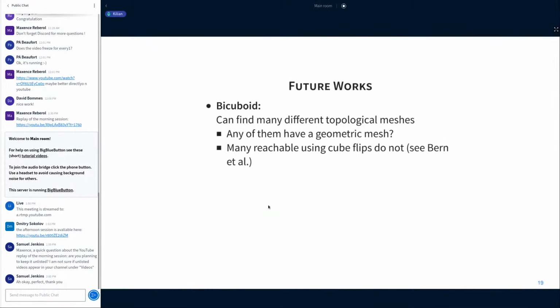In the future, the most interesting configuration is still the bicuboid, and we hope that we can use those same techniques basically to either find a topological mesh that can be extended to a geometric mesh of a world bicuboid, or help convince ourselves that there is no such geometric mesh and try to narrow down the conditions under which a topological mesh can be extended into a geometrical mesh.